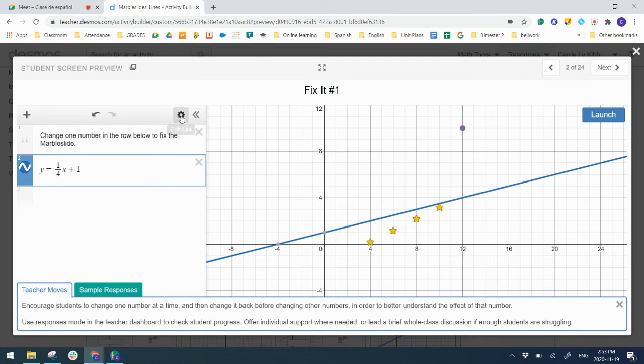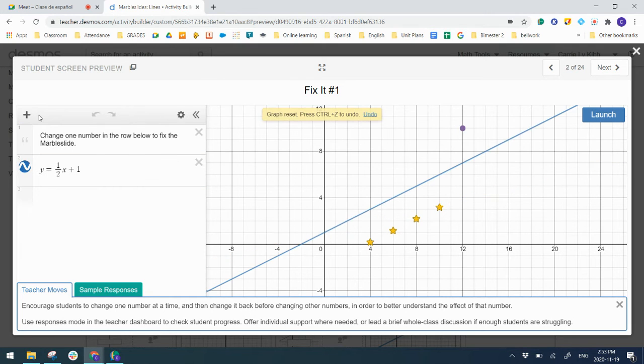So if I ever want to reset right back to the beginning, we can just hit this settings button, reset, and it takes us right back to the beginning.